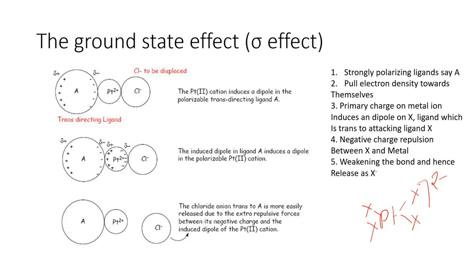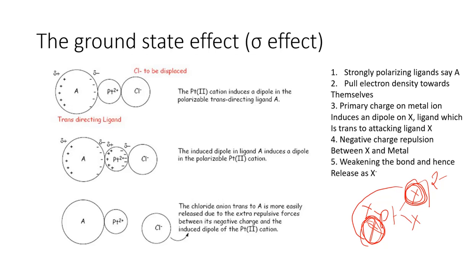For each X ligand there is another ligand trans to it, but both are the same ligands. Due to this symmetric nature of PtX4 2 minus, it will not show any kind of trans effect. Whatever the trans directing order of X is, it would be the same. So if I select this X, it has the same trans affecting order as that X. So this is not going to show any trans effect.